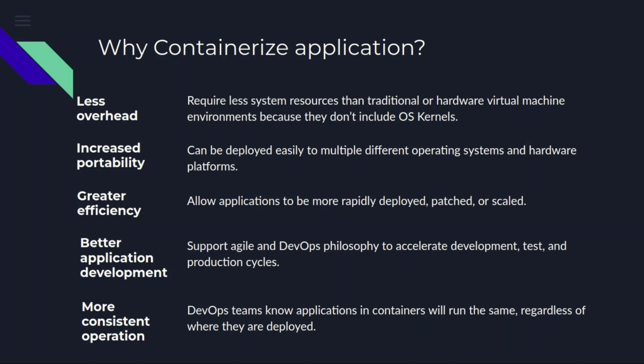Increased portability. Container images are supposed to be immutable, so they can be run on one platform or the other because they are packaged with the runtimes and the supporting libraries. Greater efficiency because they can be rapidly built, deployed, and patched. Better application development because containers, since they are easy to build and patch, are well suited for agile and DevOps philosophy that helps teams accelerate deployment, testing, and reduce production cycles.